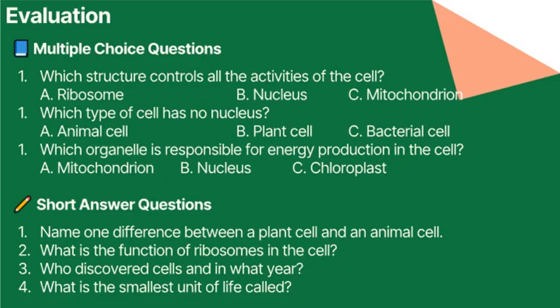Now, for the short answer section. Question 4. Name one difference between a plant cell and an animal cell. Question 5. What is the function of ribosomes in the cell? Question 6. Who discovered cells and in what year? Question 7. What is the smallest unit of life called? You can pause if you need more time to answer the questions.